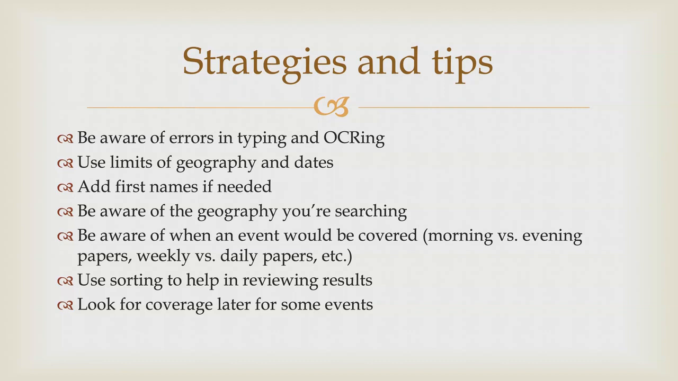Also be aware of when the event that is being covered might have appeared. If the event happened in the morning, it might be in an evening newspaper on the same day, but if it happened later in the day, it probably wouldn't appear until the morning edition on the next day. Also, some newspapers are only weekly or twice a week as opposed to daily, so you're going to have to look for the next issue that might have appeared after the event of your ancestor. You can do a lot of sorting around oldest to newest, newest to oldest, and some other ways to help you find the results you want.